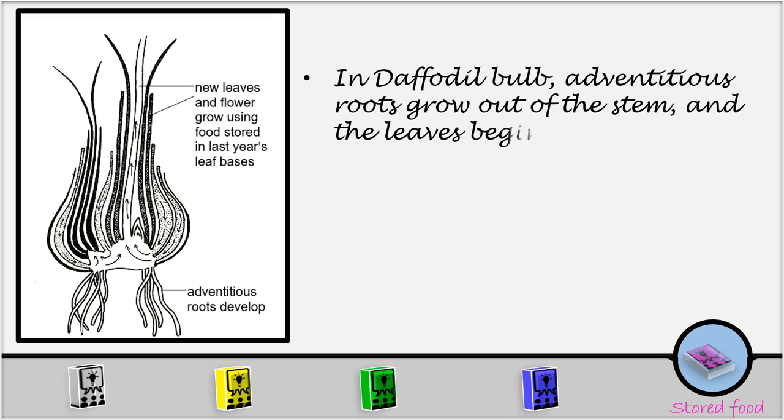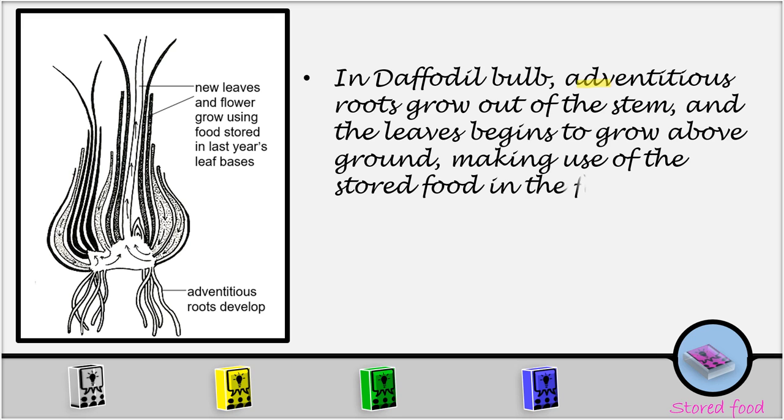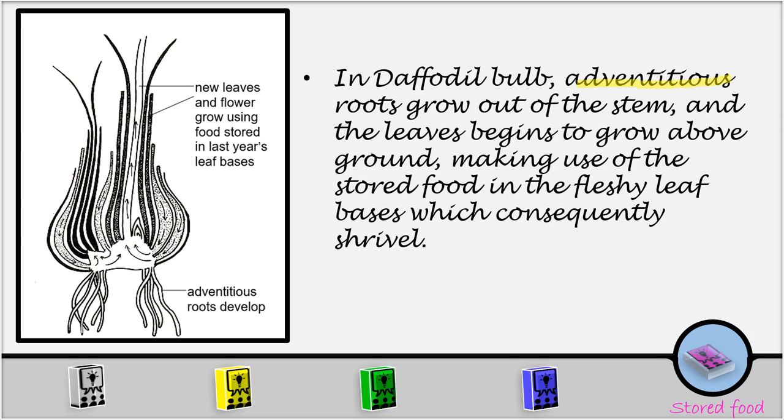In the daffodil bulb, adventitious roots grow out of the stem, and the leaves begin to grow above the ground, making use of the stored food in the fleshy leaf bases. So we are having the adventitious roots. Our adventitious roots are here and they are growing out of the stem.